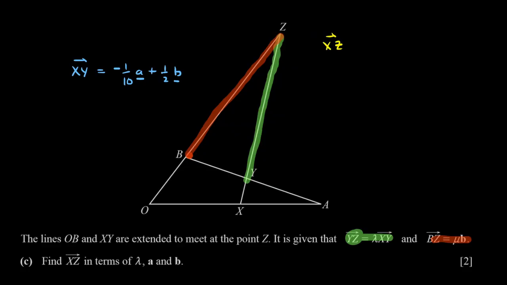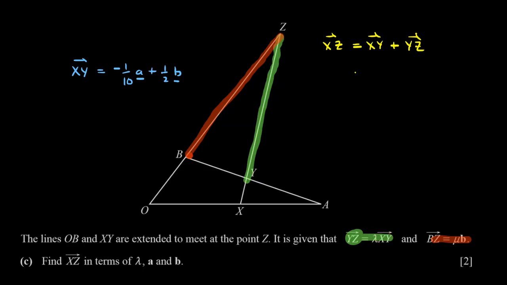is the same thing as going from X to Y, and then after we go from X to Y, we're going to go from Y to Z, right? That should make sense. Imagine walking along this path: I start at X, I go to Y, then I go from Y to Z. It's the same thing as going from X to Z. Now, we already know what XY is because we're told it in the previous part of the question. And we know what YZ is as well because we're told it in this part. It's equal to lambda XY.